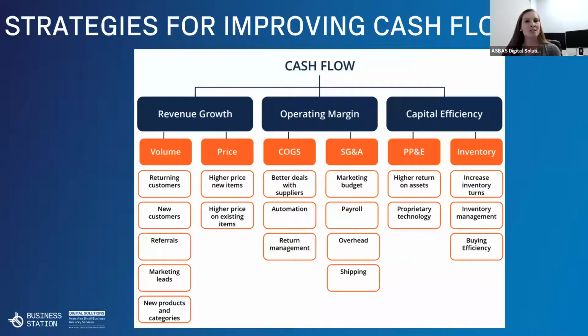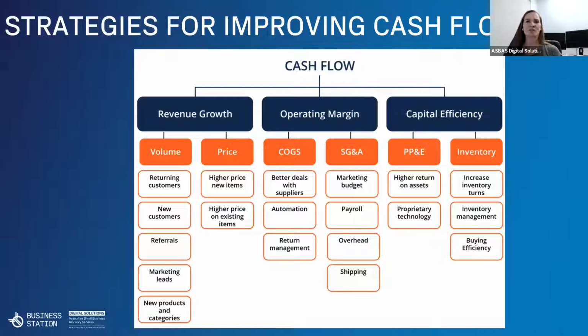Now getting into the good side of things, how you can improve that cash flow. Once you've mapped it out and you're all set up to track it going forward, you need to then look at strategies to improve it. It could be a profit or a loss showing on your cash flow statement, but you should still be looking at ways to improve it, because who doesn't want more profit?